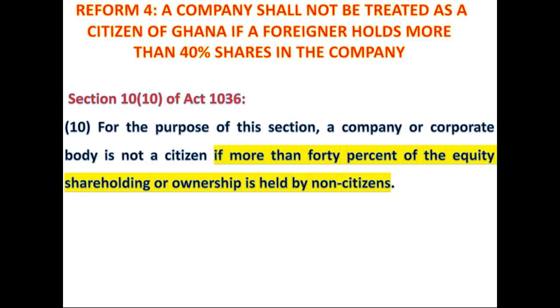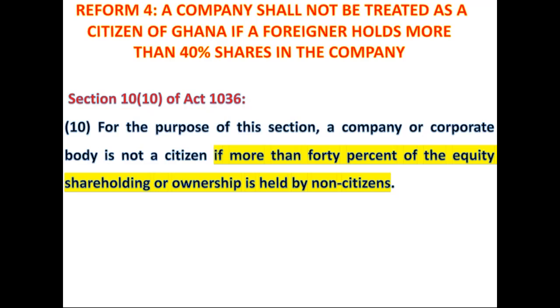If more than 40% of the equity shareholding or ownership is held by non-citizens. So if you're a foreigner, you've come to Ghana, you only want to acquire a leasehold for 75 years, so you form the company. And you, the foreigner, you have 41% shares in it. The moment you have 41% shares and you're the foreigner, that company will not be treated as a citizen of Ghana.